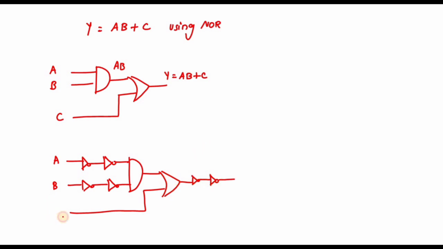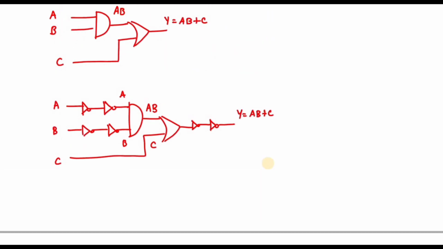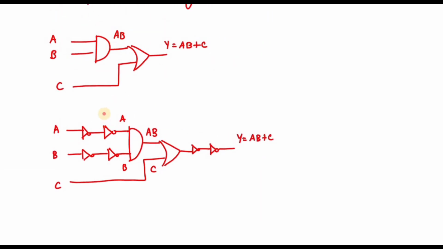So here also the same. See, this is AB, so you will get AB. This is C, so you will get the output as AB plus C. So in this one, I can replace this whole term with a NOR gate, and this is also a NOR gate, right? So I can draw like this, right? So to implement the NOR gate, I can draw it like this. So this is a NOR gate. You got it?